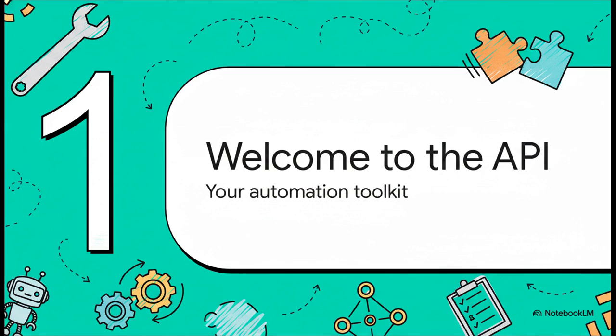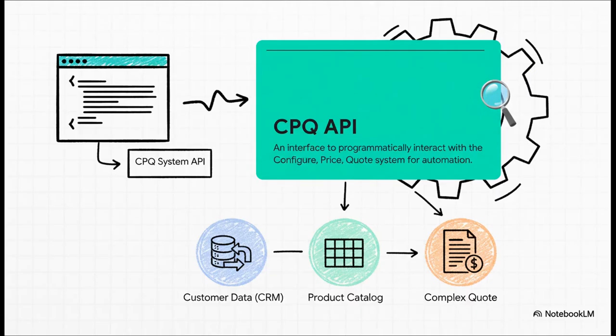What is the CPQ API really? Well, the best way to think about it is as your personal toolkit. It's packed with everything you need to build custom integrations, automate all those repetitive tasks, and really, truly extend what SAP CPQ is capable of. And here's the most important part. The API is what lets your code talk directly to the CPQ system. So you can forget about manually clicking through a bunch of screens. Instead, you can write scripts to manage your whole product catalog, sync customer data from your CRM, or even create super complex quotes from a totally different app. It is all about automation.